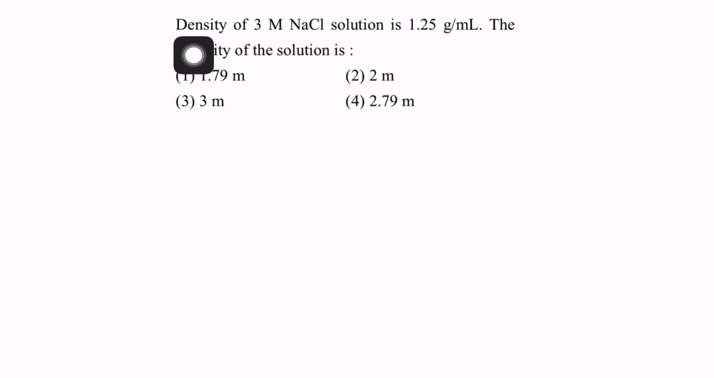Density of 3 molar NaCl solution is 1.25 gram per ml. The molality of the solution is. So we have to find the molality. Okay. So first of all, write the formula.